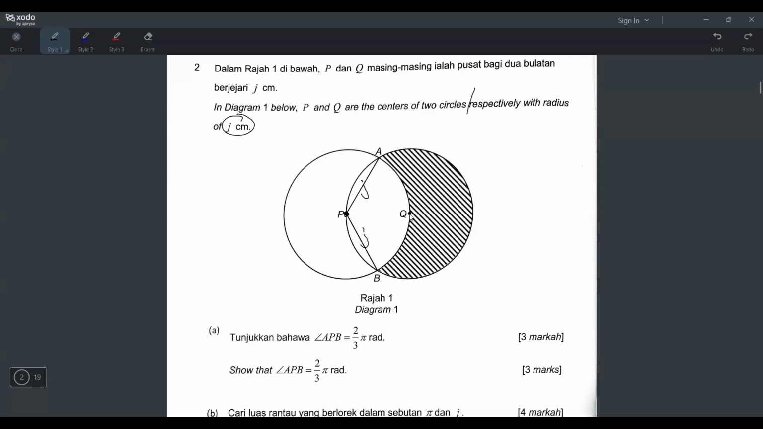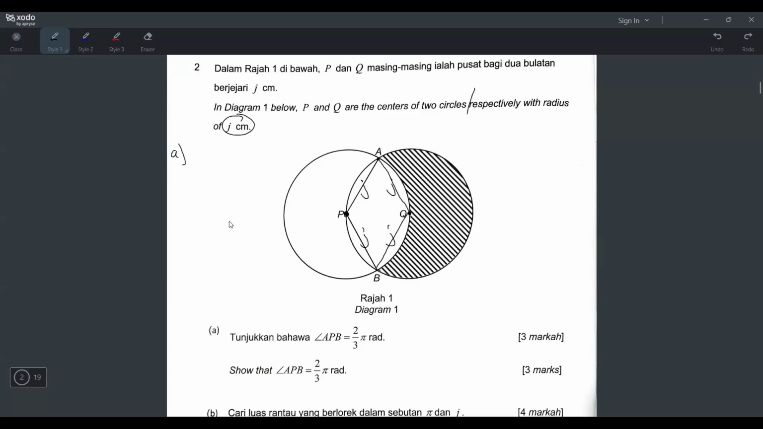And since Q is also the center of the other circle, if I draw one line like this, it will be the radius also, because you draw to the side, so this will be j also. And if I draw here also, it will be j also. And do you realize this diamond shape? Did you see this diamond shape? Actually we call it a rhombus, and all 4 sides have the same length. That's why we can call it a rhombus. Okay, now let's see what they want.